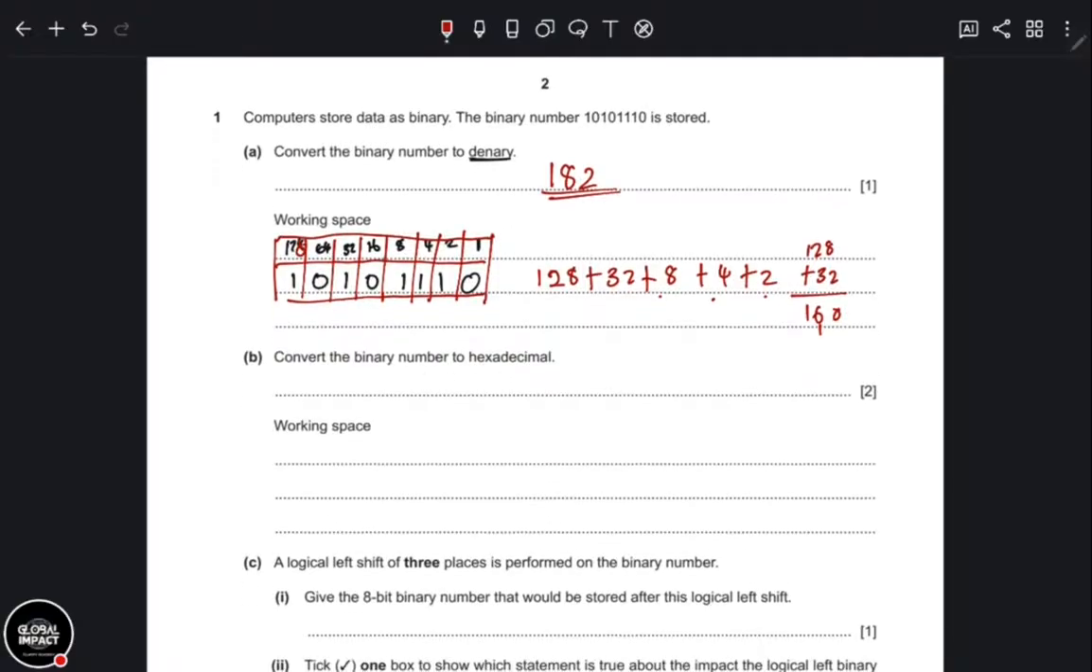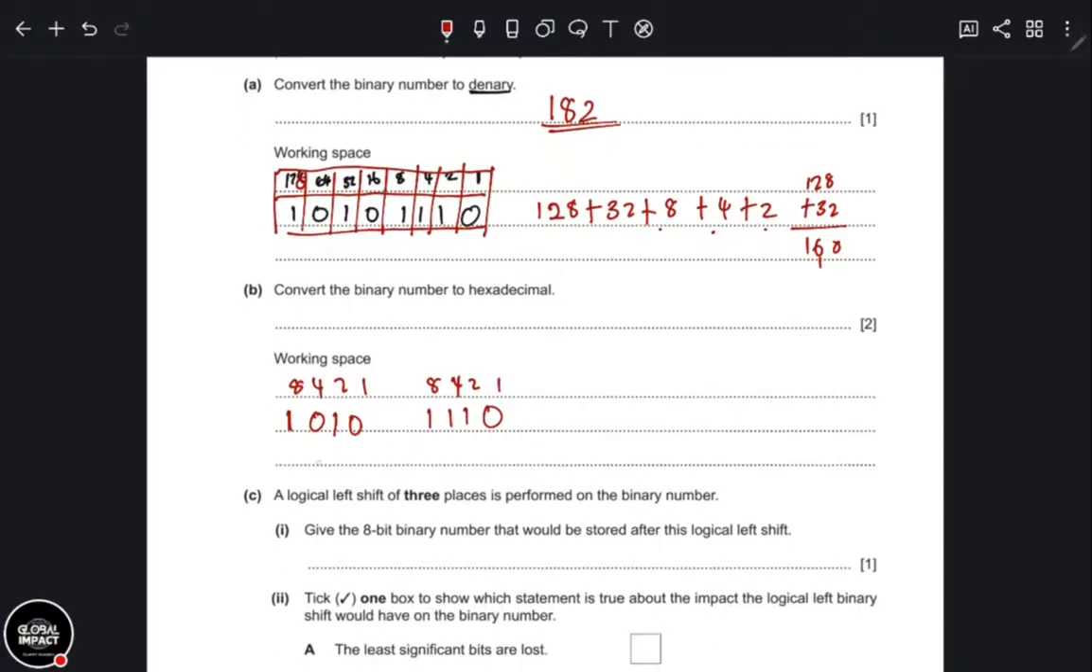Now here they're saying convert the binary numbers to hexadecimal. Come on, again? You think we don't know? 1010. Then we say 1110. Then we do 8421. Then we do 8421. So this is 8 and 2. That becomes 10, and 10 is A. Because remember, it's 0 to 9. Then when it's 10, you say A. When it's 11, you say B.